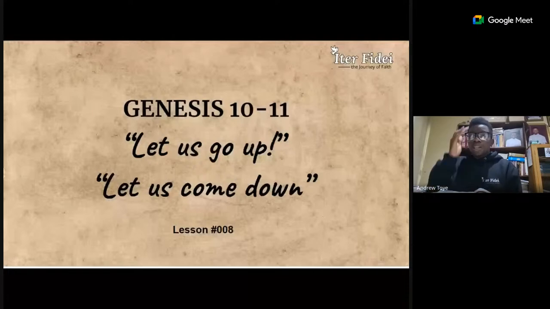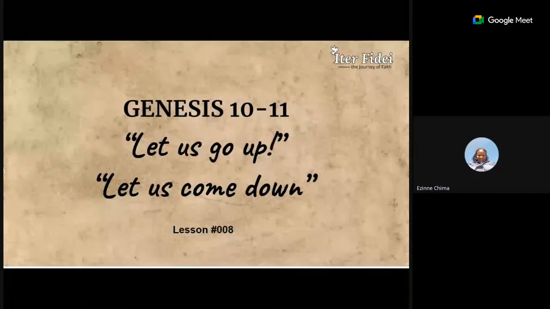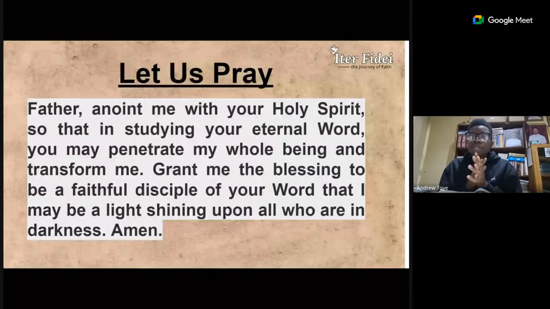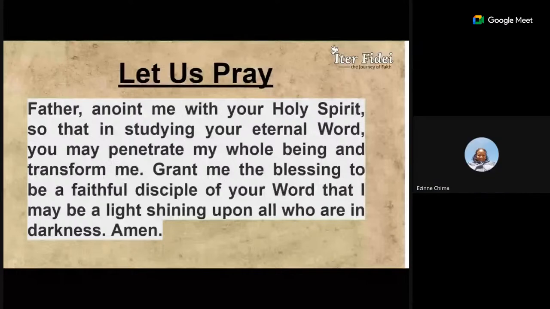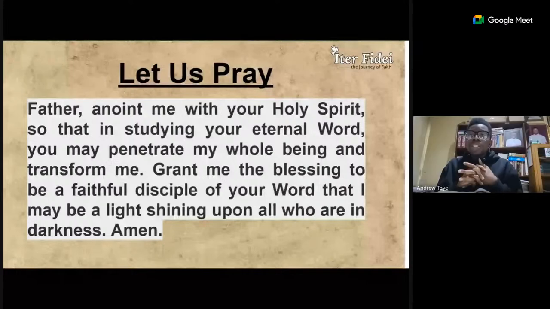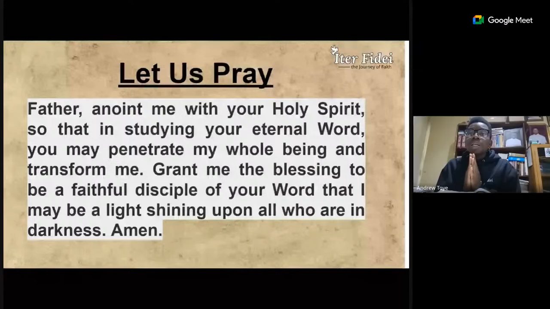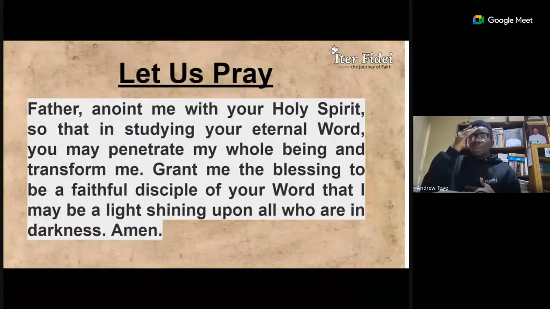So let us pray. In the name of the Father and of the Son and of the Holy Spirit. Amen. Father, anoint me with the Holy Spirit so that in studying your eternal word, you may penetrate my whole being and transform me. Grant me the blessing to be a faithful disciple of your word. Amen. In the name of the Father, and of the Son, and of the Holy Spirit.